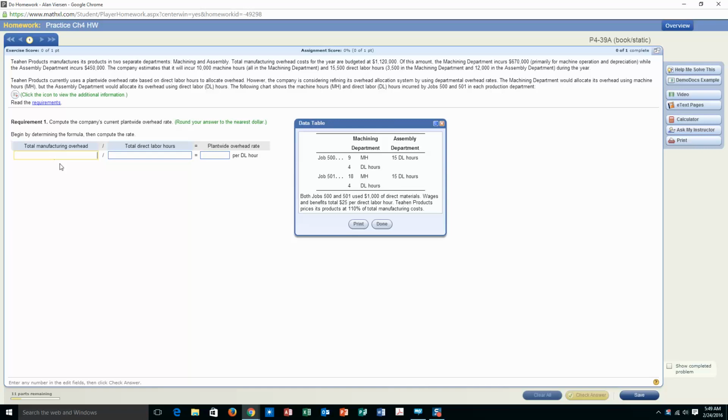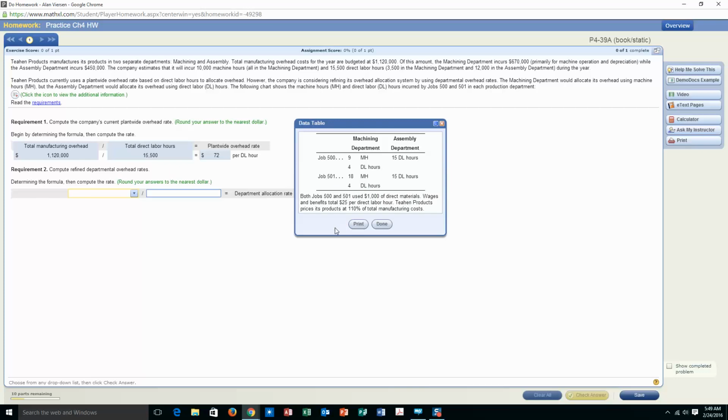Filling in the numbers for this, 1,120,000 divided by 15,500 direct labor hours. And so we have a total of $72 per direct labor hour for the plant-wide rate.